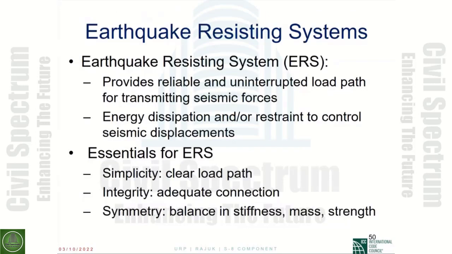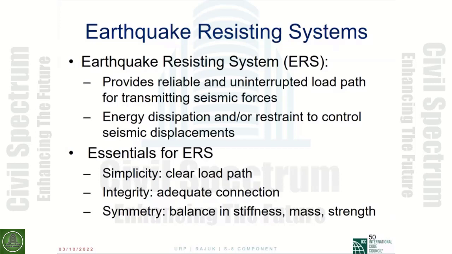What you really want to pay attention to is the earthquake resisting system, what's called the ERS, that will give you a load path. And the word is extremely important: uninterrupted load path. If you have an interrupted load path, you will have a collapse. So what you are talking about is an uninterrupted load path. You can really dissipate the energy through a yielding mechanism to be able to control the seismic displacement.